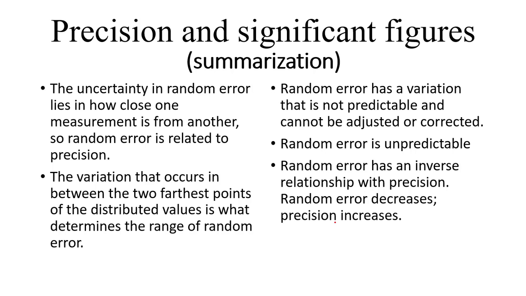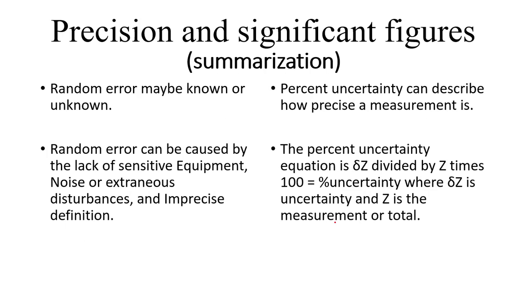Summarization. The uncertainty in random error lies in how close one measurement is from another, so random error is related to precision. The variation that occurs between the two farthest points of the distributed values is what determines the range of random error. Random error has a variation that is not predictable and cannot be adjusted or corrected. Random error is unpredictable. Random error has an inverse relationship with precision. Random error decreases, precision increases. Random error may be known or unknown. Random error can be caused by the lack of sensitive equipment, noise, extraneous disturbances, or an imprecise definition.